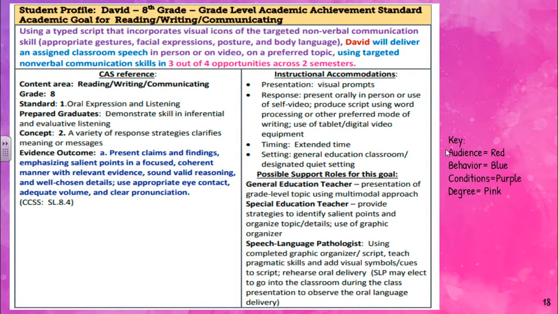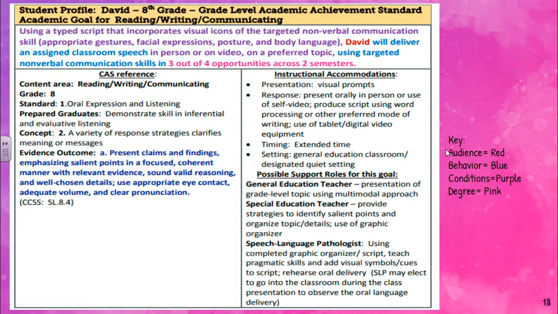Moving into secondary. This is for an 8th grade student. And this goal reads, using a typed script that incorporates visual icons of the targeted nonverbal communication skill, such as appropriate gestures, facial expressions, posture, and body language, David will deliver an assigned classroom speech in person or on video on a preferred topic using targeted nonverbal communication skills in 3 out of 4 opportunities across 2 semesters.